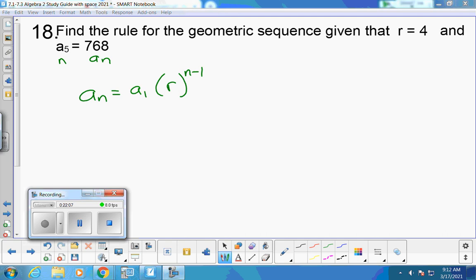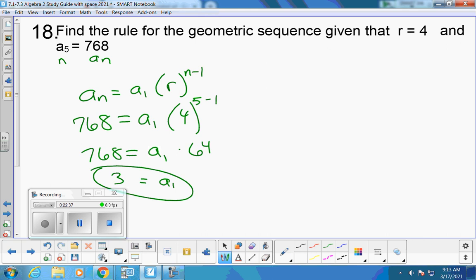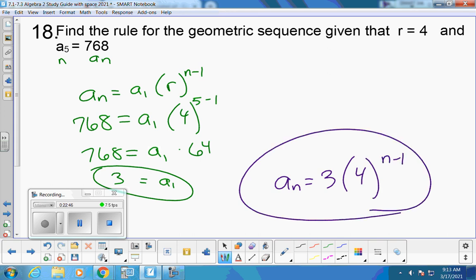So total, I'm using the geometric formula, and I'm putting 768 in for AN, R is 4. So it goes there, solving for A1, using 4 as my R value and 5 as my N value. 4 to the 4th was what, 64? And then you divide. You got 3? Yeah, I got 3. So our final AN equals A1 times the constant multiplier to the N minus 1.